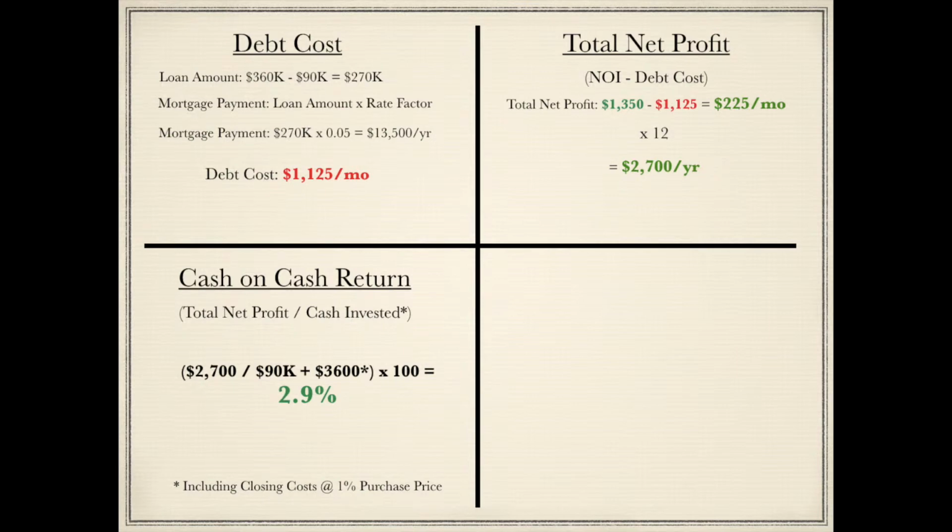So our cash on cash return is equal to the total net profit divided by the cash invested. So in our example, the total net profit was $2,700 divided by $90,000 down payment plus the closing cost of $3,600. Multiply that by 100 and you get a cash on cash return of 2.9%. Notice that the cash on cash return is actually smaller than the cap rate.